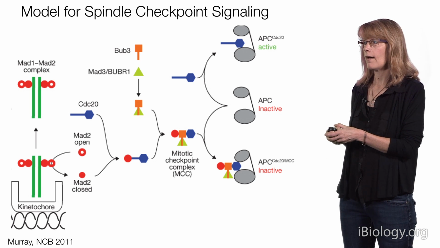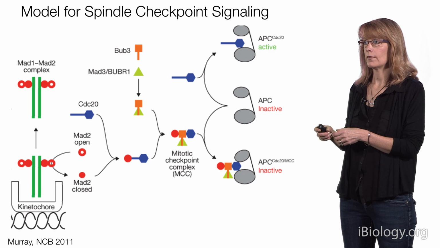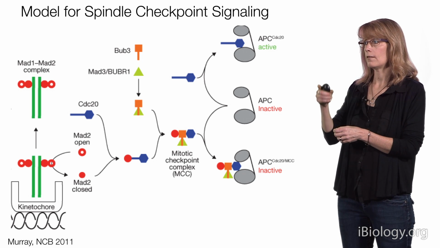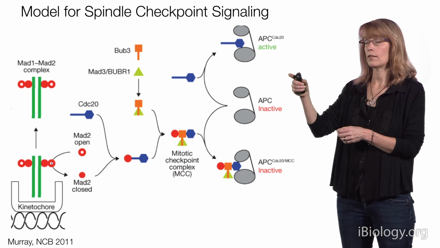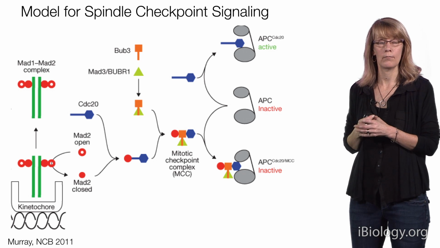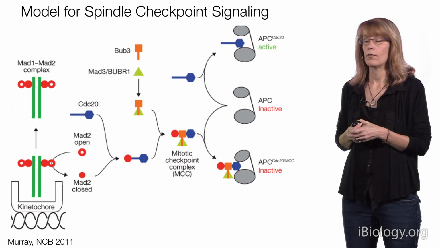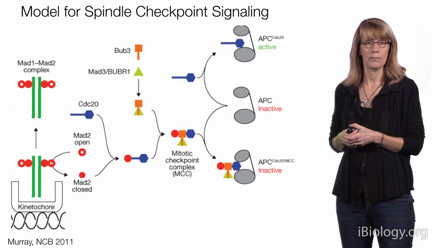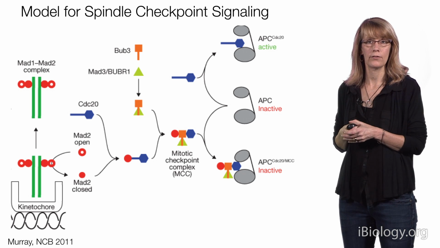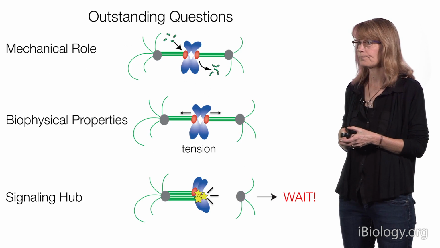Once everything's okay, that checkpoint complex is relieved, and CDC20 is then activated to then go bind to the APC and promote cell cycle progression. And so we're still working out a lot of details of this model, but that gives you a general picture of how the checkpoint is thought to work.